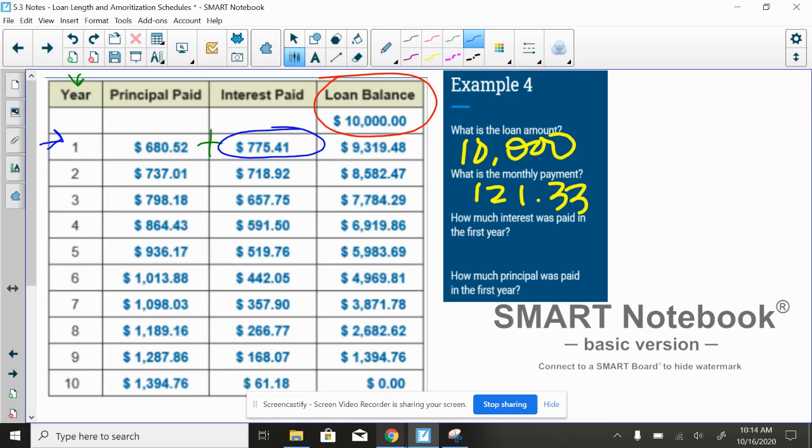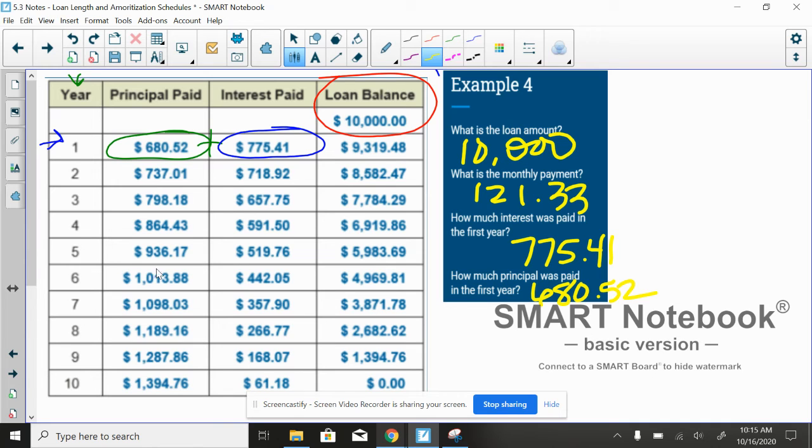So all I had to do was literally match that up. I don't even really have to think on this one. Okay, $775.41. What was the principal paid? You guys, when I look at this, for year one, for that first year, principal paid is just straight up given to me, $680.52. Told you that these were my two favorite questions because they don't require any math. Okay, so we've got that.